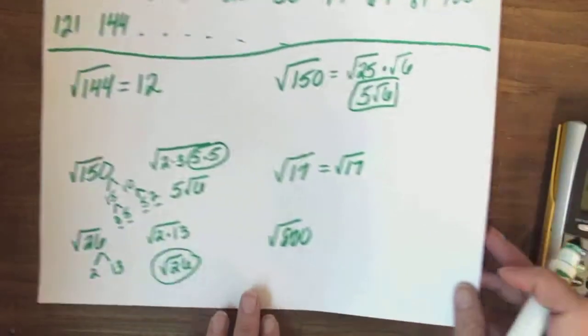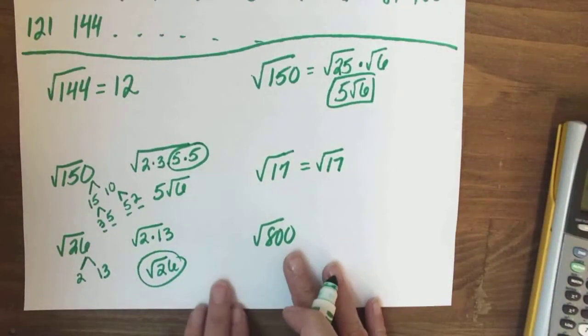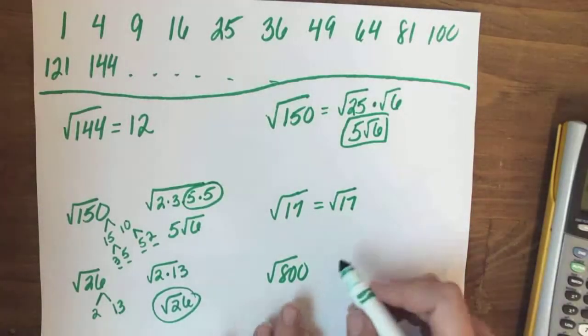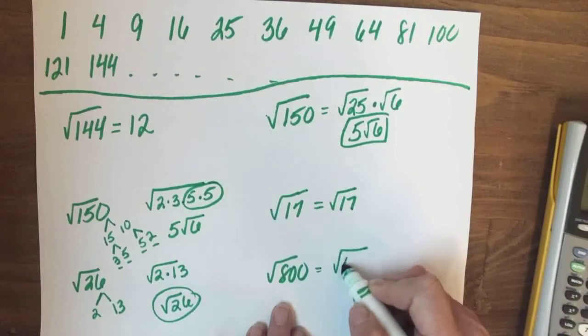Okay, now, the next one, the square root of 800. The largest perfect square that goes into 800 is actually 400.